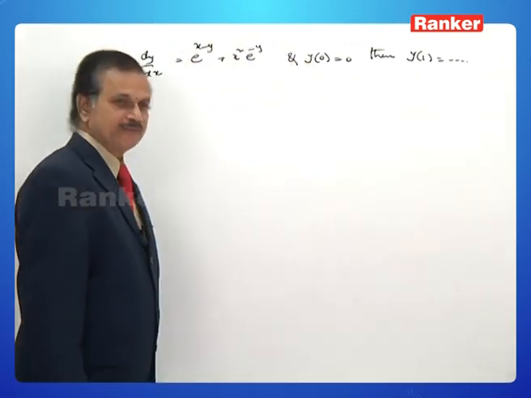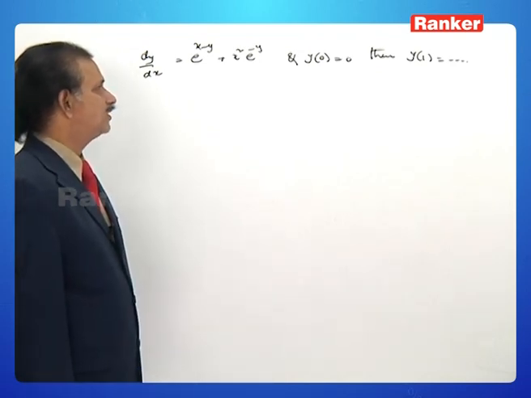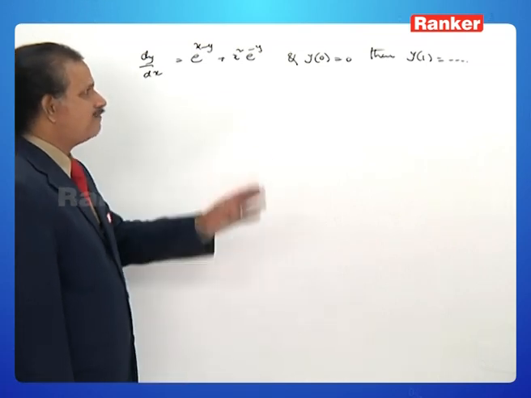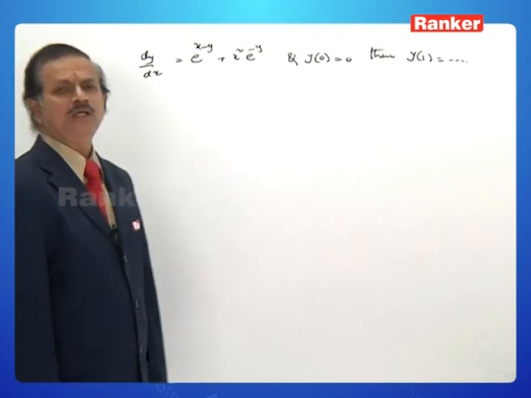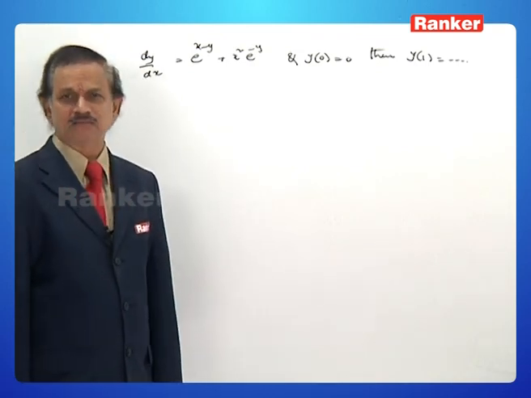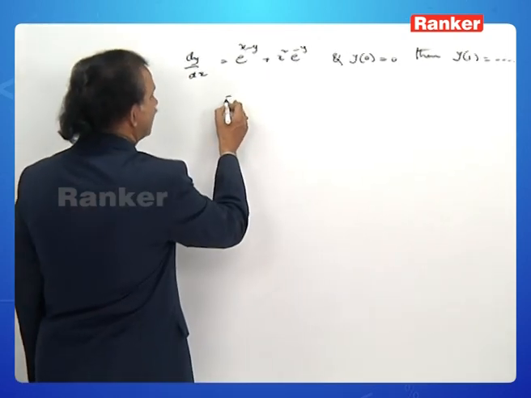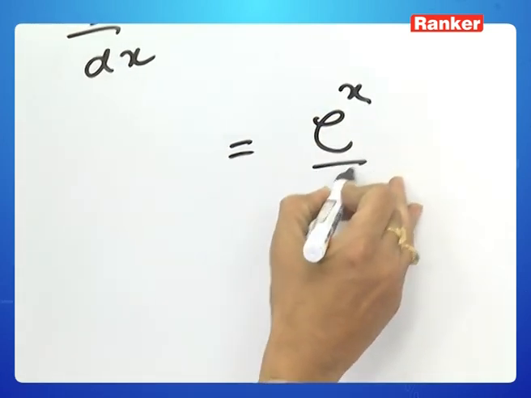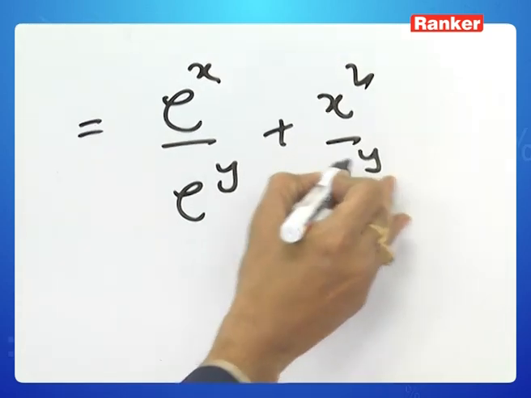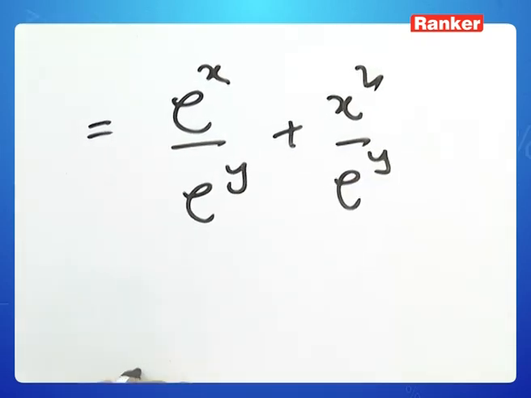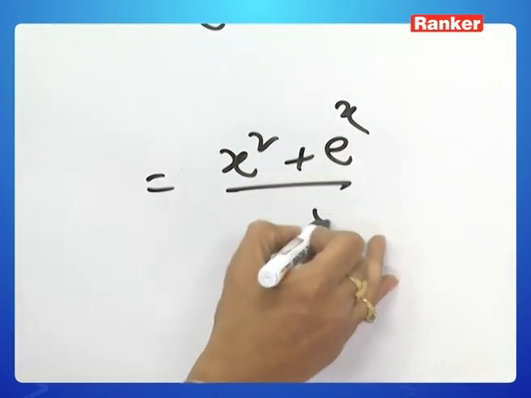Look at the first question on the board. dy by dx is equal to e power x minus y plus x square into e power minus y, and y at 0 is 0, then y at 1 is, you have to understand y as f of x. Okay, let us try. Look here. I would like to write this as e power x by e power y plus x square by e power y. Any doubt? So this is x square plus e power x by e power y.